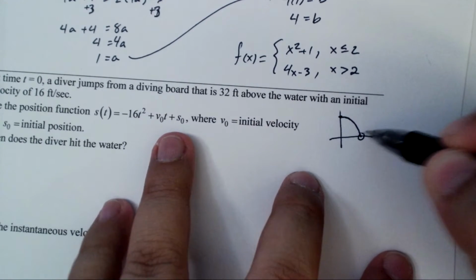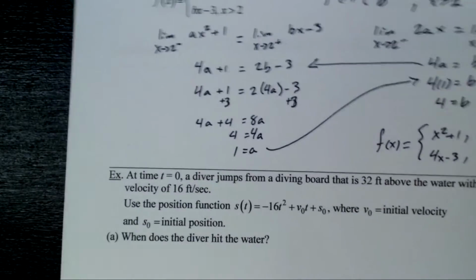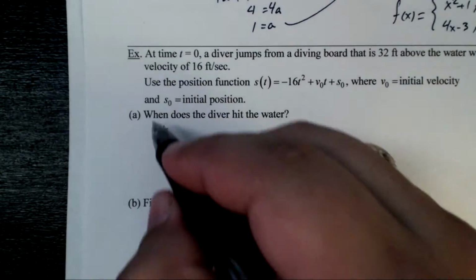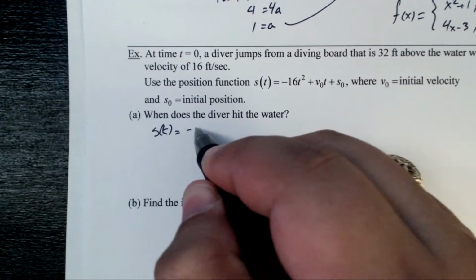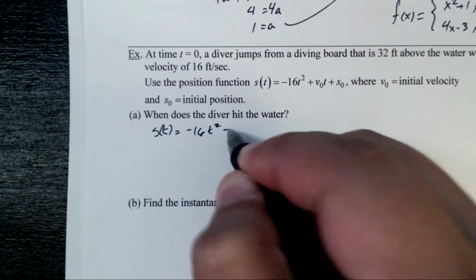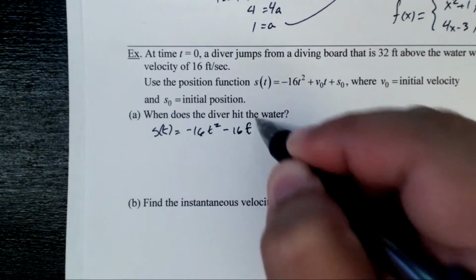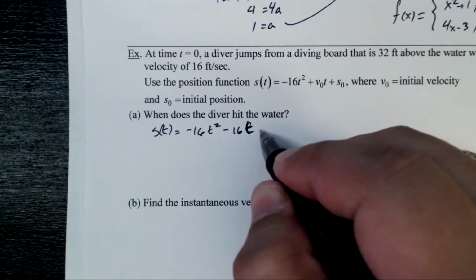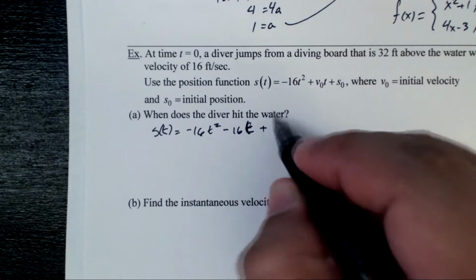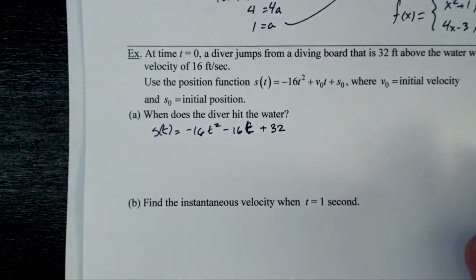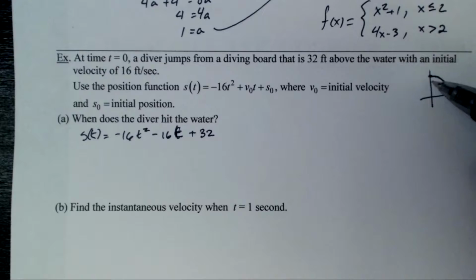Now what we're looking for in part A is the root of that function. So when we plug this in, s of t is equal to negative 16t squared minus 16t plus s naught, which is 32. This is positive 32 because we're starting above the water on the platform.